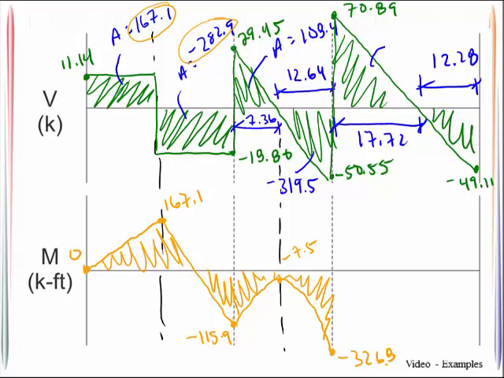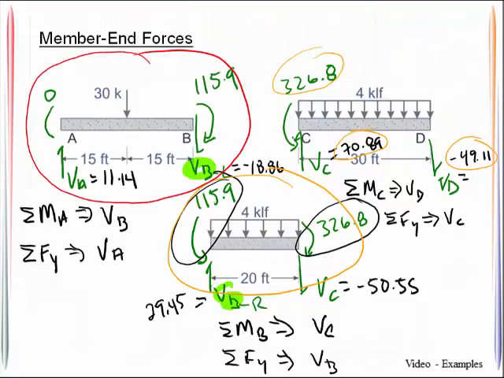We can get the areas. So area here, 628.1, and area here is negative 301.5. Get the discontinuity projected down. Plot the moments at each end. So at the far left, it's 326.8. At the far right, it is 0.